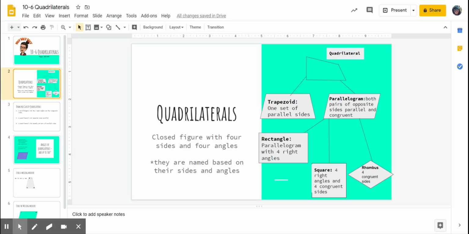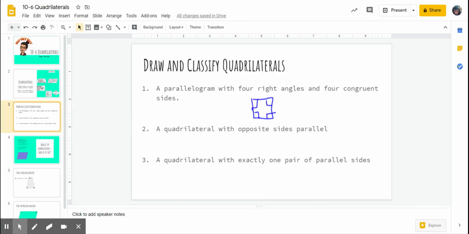It doesn't tell me if they have right angles or if they have 4 congruent sides. It just tells me that they have opposite sides that are parallel. So this next shape is just going to be a parallelogram. I know on this slide I've been drawing them this way, but you can also have one that goes the opposite way. That is still a parallelogram.